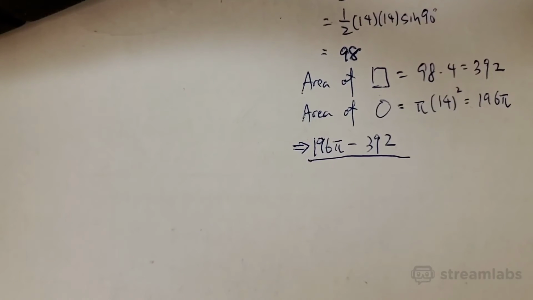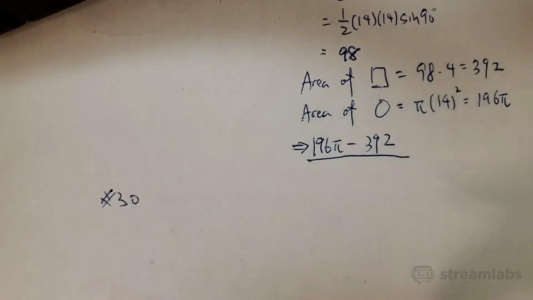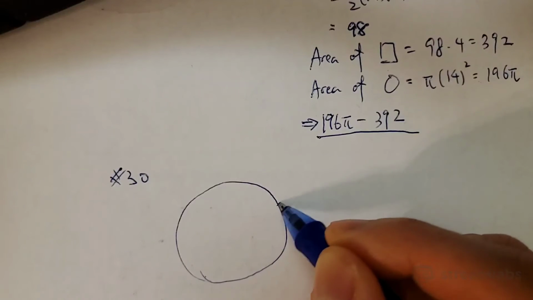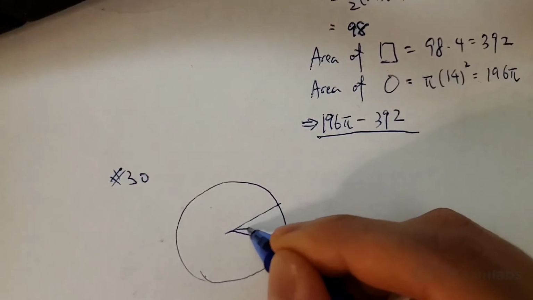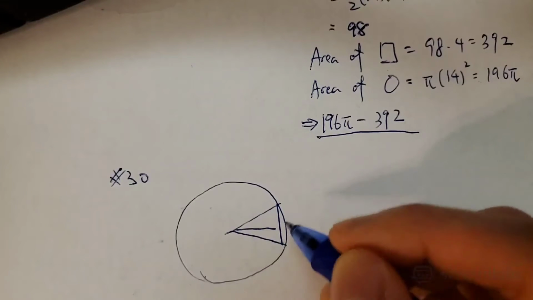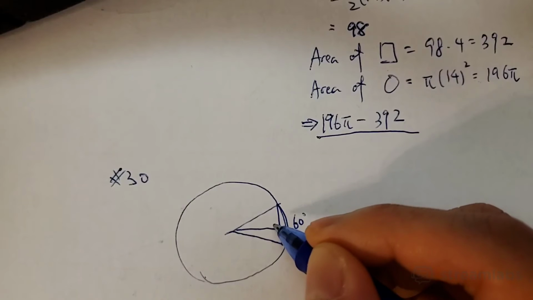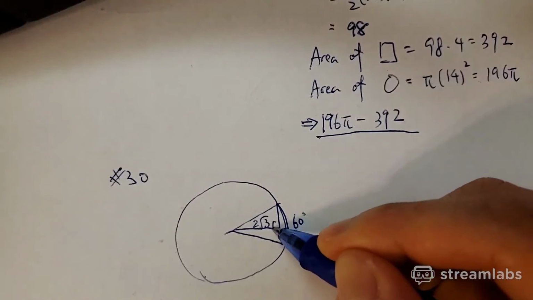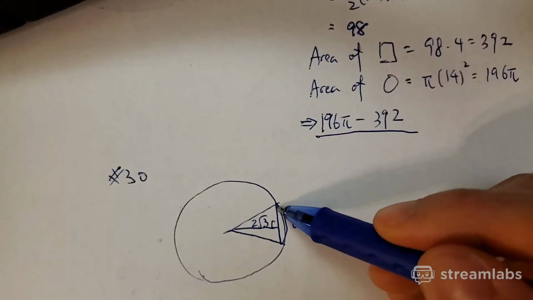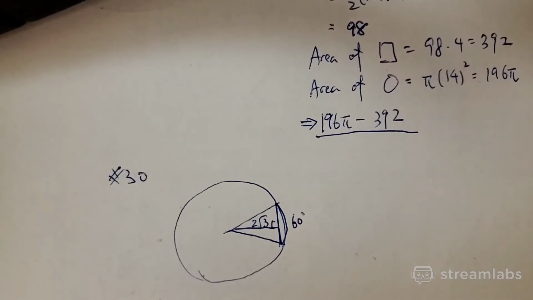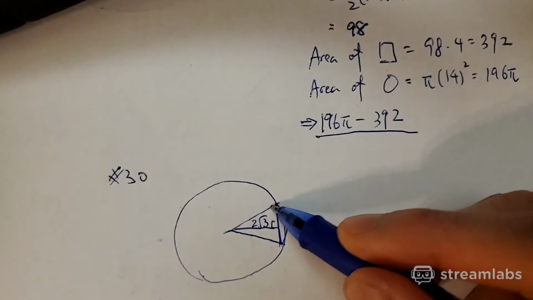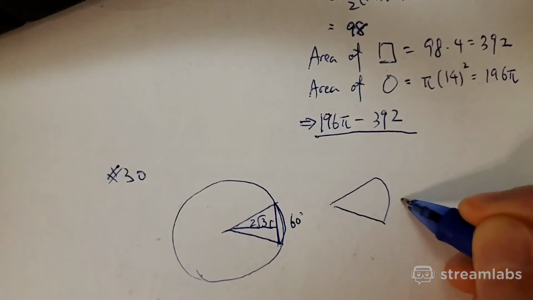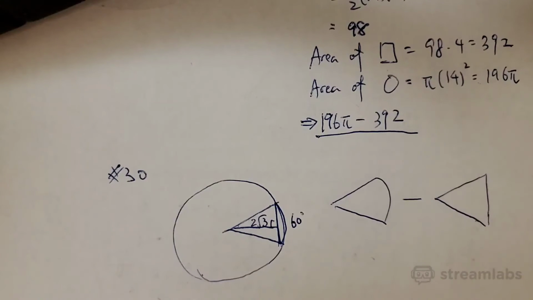Let's look at number 30. Number 30 is similar, but they're only looking at a particular sector. They give you the apothem, and they tell you this is 60 degrees and the apothem is 2√3. One thing to know is that this time you're given the height, so you want to find the base instead. Regardless, you need to find the area of the triangle and subtract it from the area of the sector. So your goal is sector minus triangle.